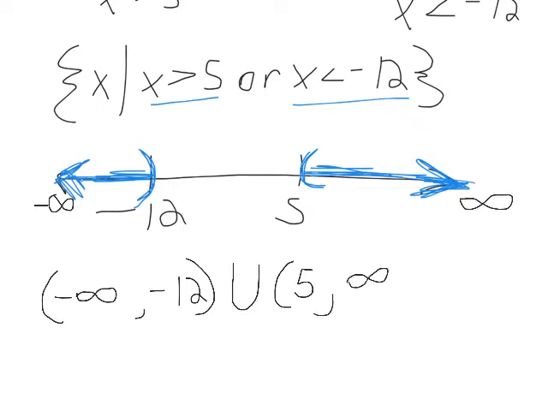And again, when we have an infinity, we use the parenthesis on that end, okay? Showing that that point's not actually included in the set. So there is our interval notation for this. You basically just write two intervals with a U between them, okay? Let's look at another one.